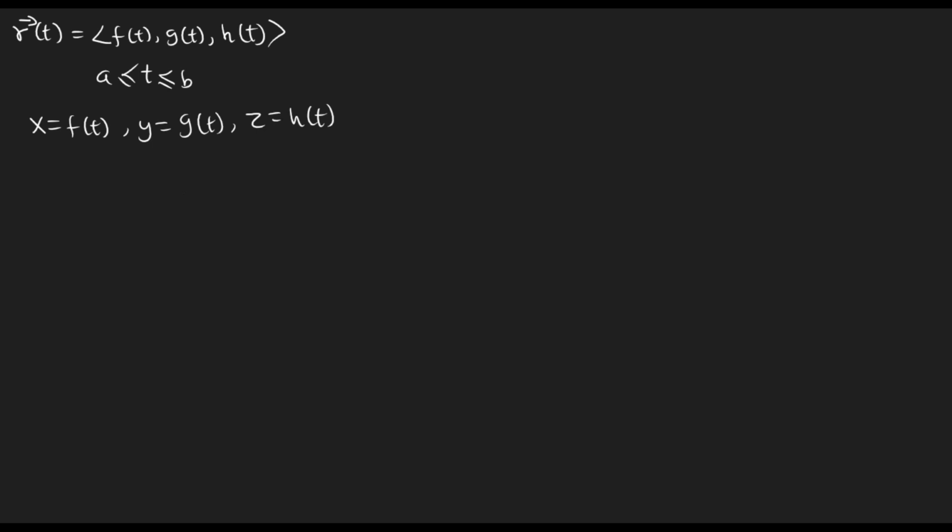If you want to find the length of the curve, what we have to do is differentiate the vector function. After differentiating, we find the magnitude of it. Then after finding the magnitude, we integrate over the given interval. So differentiating this vector function, we get r prime of t, which is f prime of t, g prime of t, and h prime of t.